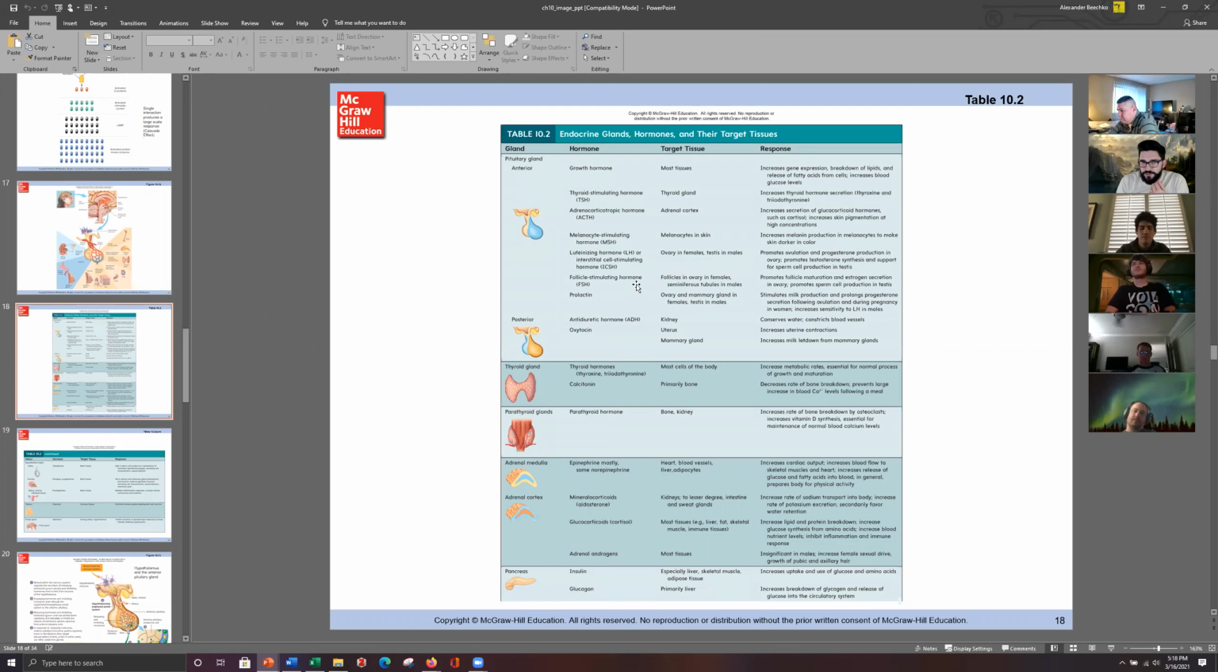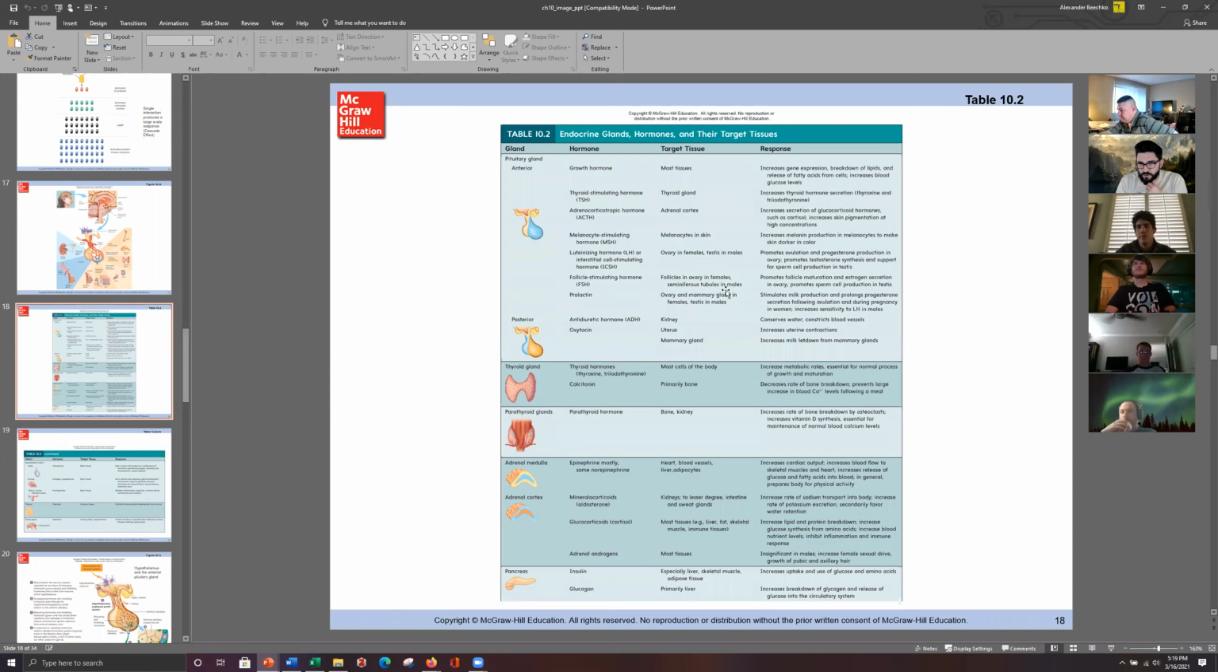Luteinizing hormone, LH, or interstitial cell stimulating hormone, ICSH, also kind of in the same category as follicle stimulating hormone. Both of these would be gonadotropins. So luteinizing hormone, ovary in females, testes in the males, promotes ovulation and progesterone production in the ovary for females, promotes testosterone synthesis and support for sperm production in the testes, luteinizing hormone. Then we have follicle stimulating hormone for the follicles in the ovary in females, and then seminiferous tubules in the males, which those would be homologous structures. Promotes follicle maturation and estrogen secretion in the ovary, promotes sperm cell production in the testes.